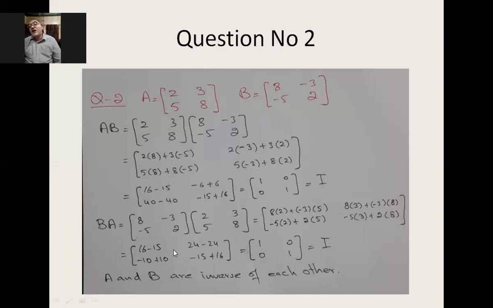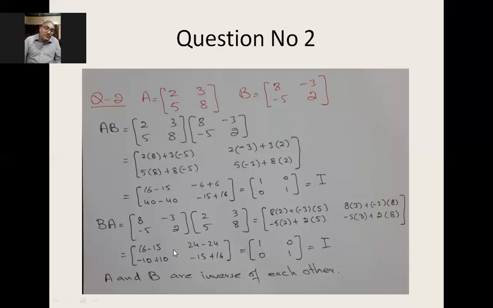So you will have 1, 0, 0, 1, and that's the identity matrix. So you see, you multiply A with B, you get the identity matrix. Then you multiply B with A, you get the identity matrix. If this is the relationship between the two matrices, then they are definitely inverse of each other. So both A and B are inverse of each other. So this is how you do question number 2.